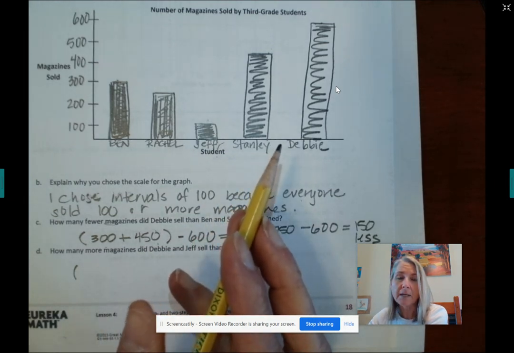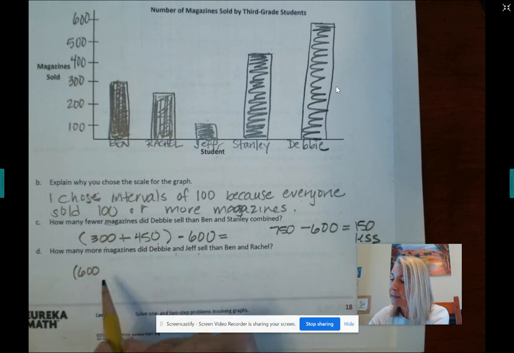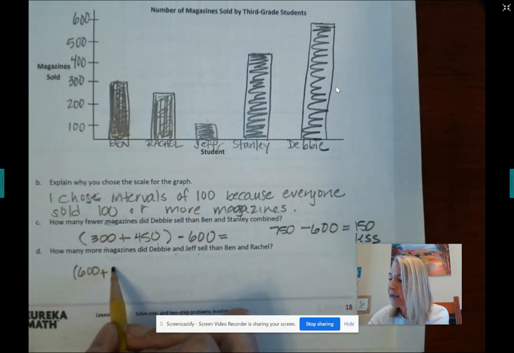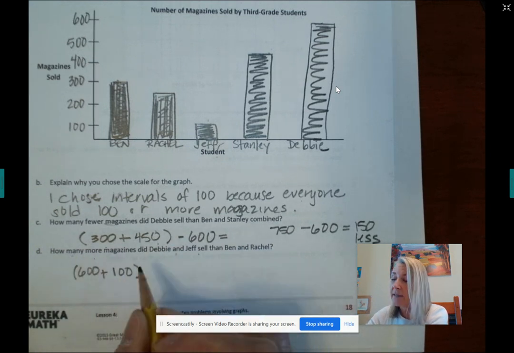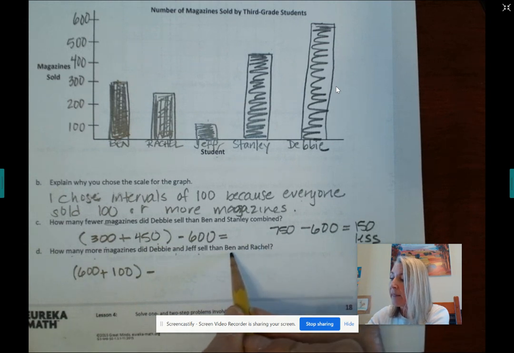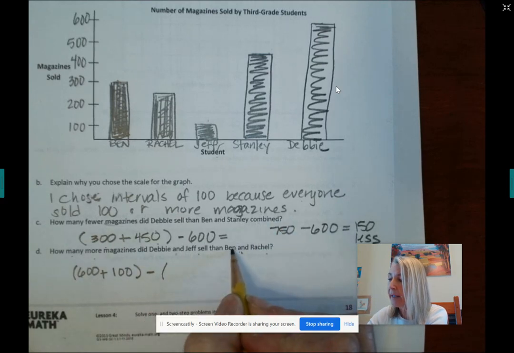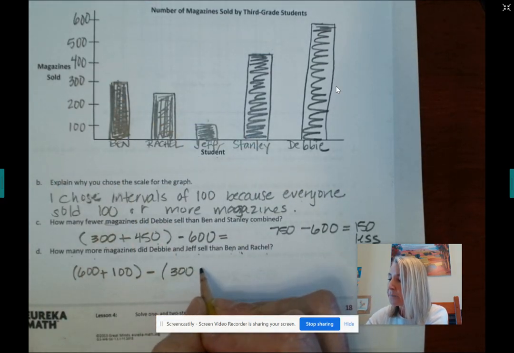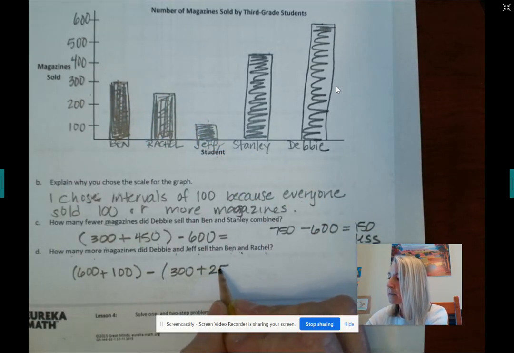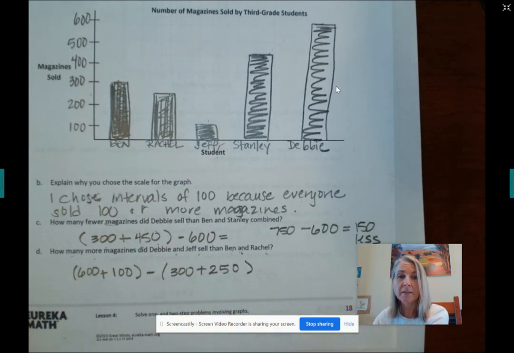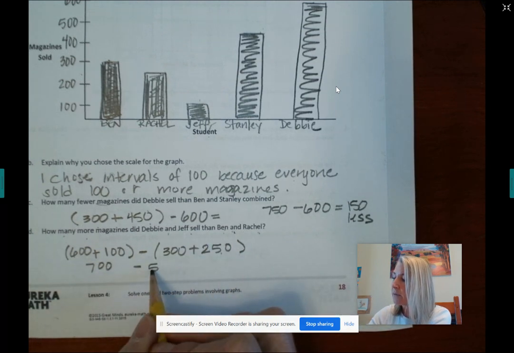So if I do Debbie, she was 600 plus Jeff, because it's an and, right? So that is telling us that they want those two amounts together. How many more magazines tells us we want to find a difference than Ben and Rachel, right? And means they want us to combine Ben, which was 300, and Rachel, which was 250. All right, so now we can work this down. We have 700 minus 550.